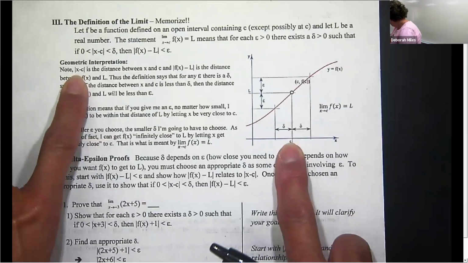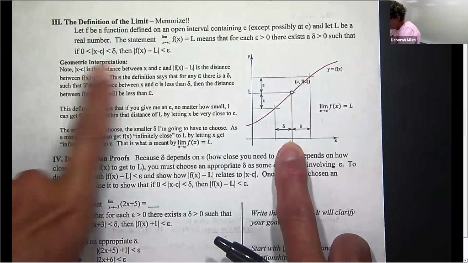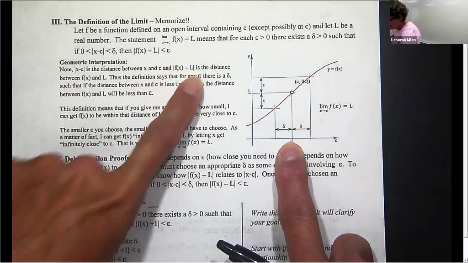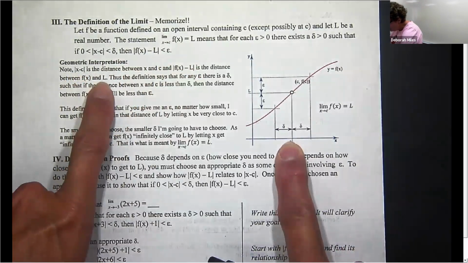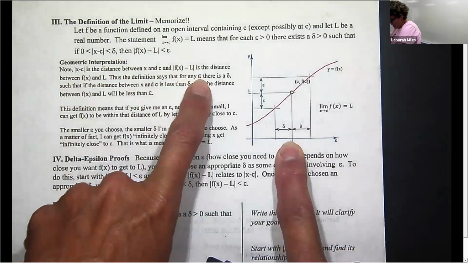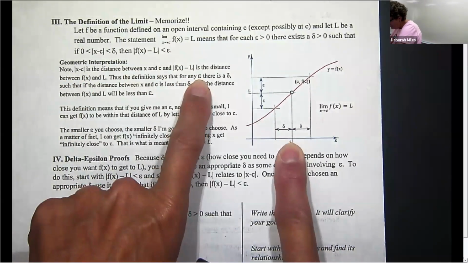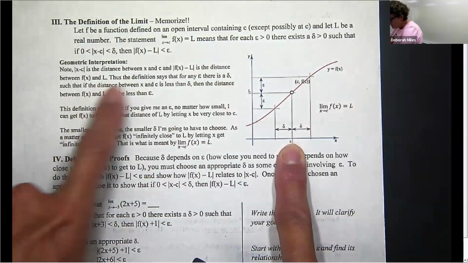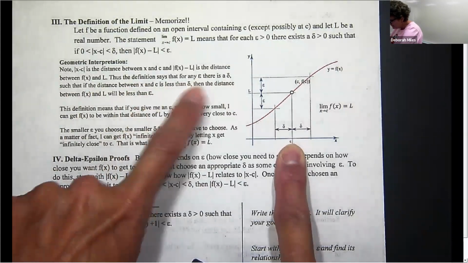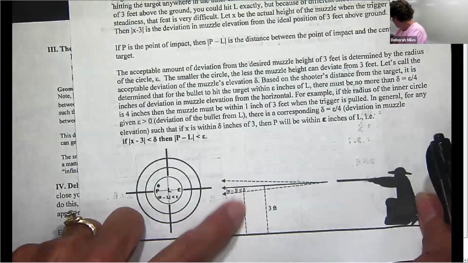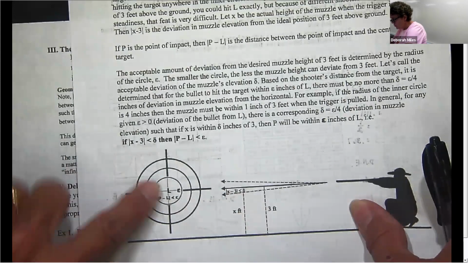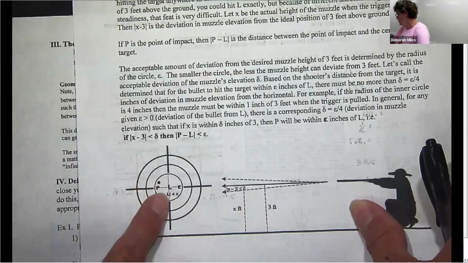If absolute value of x minus c is the distance between x and c, and f of x minus L is the distance between some function value and L, then for any epsilon, any tiny distance you give me, there's some corresponding delta such that if the distance between x and c is less than that delta, if the wiggling of the gun is less than delta units, then my bullet will hit within epsilon inches of L.